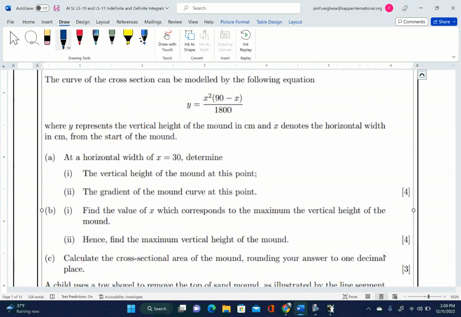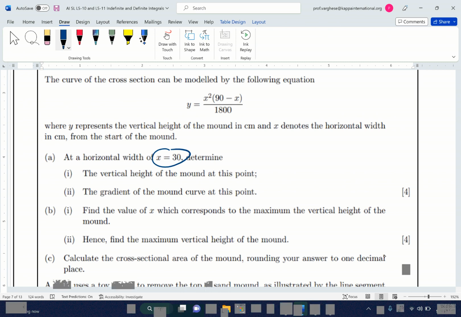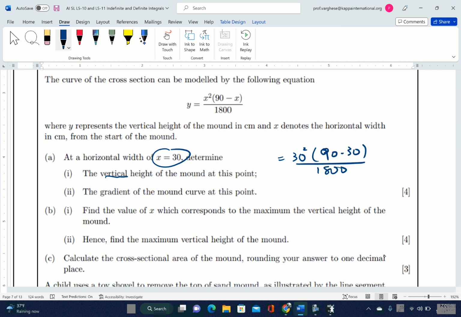At a horizontal width of x equals 30, wherever we see our x, we're going to plug in 30 to find out what the vertical height is. So we have y equal to 30 squared times (90 minus 30) all over 1800. This is something you can plug into the calculator and get 30. This is in centimeters, so 30 centimeters, all right?